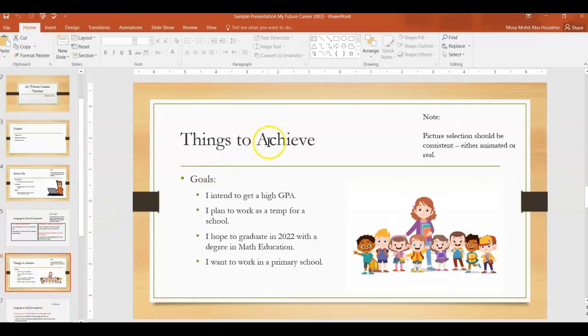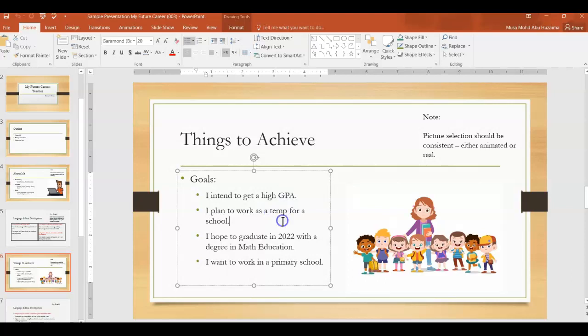Okay, now, things to achieve, things I want to achieve. My goals. For now, I intend to get a high GPA. And I plan to work as a temp for school. This is my plan. I work as a temp. This is a word we covered in Unit 5, which means temporary. I hope to graduate in 2022 with a degree in math education. And I want to work in a primary school. Okay, so here I talked about my goals. Goals means أهداف, things I want to achieve. I used I plan, verbs plan, hope, and want.